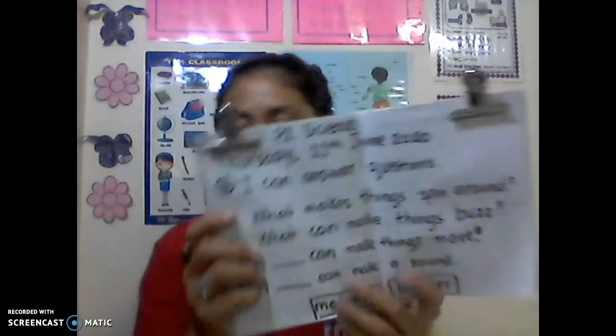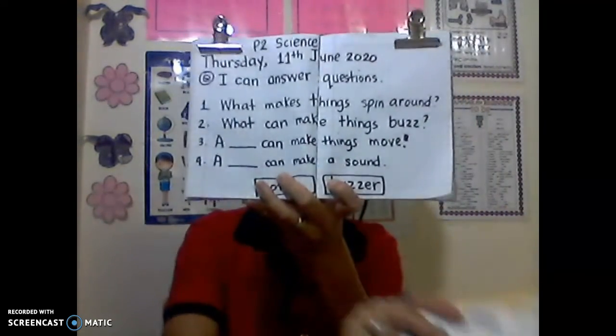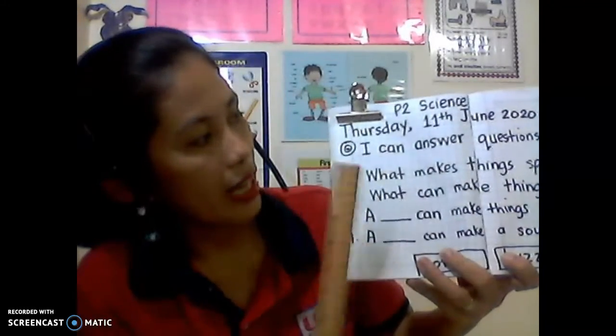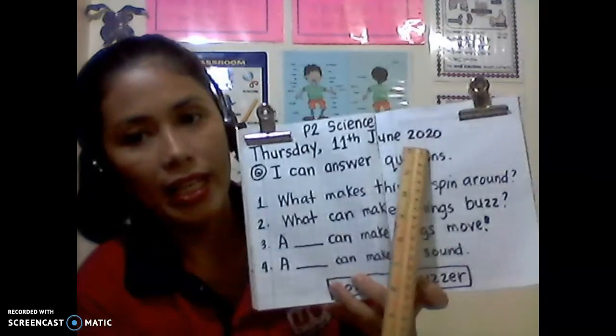Today is what's the date today? Today is Thursday, and it's the 11th of June 2020.